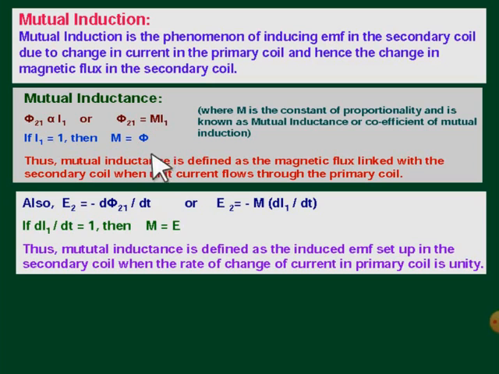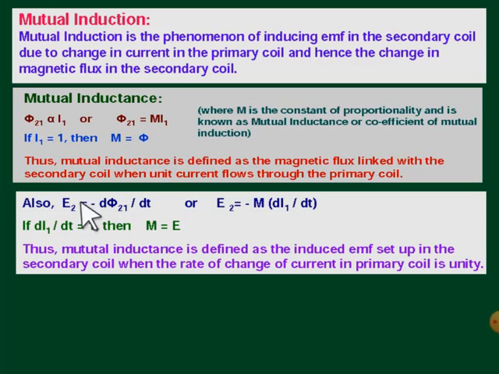Similar to that of self-induction, you can also define mutual inductance. If I is equal to 1, then M will be equal to phi 21. So your mutual inductance is defined as the magnetic flux linked with the secondary coil when unit current flows through the primary coil. Got it? This current is flowing through the primary coil and the magnetic flux is felt in the secondary coil. So your coefficient of mutual induction or mutual inductance may be defined as the magnetic flux linked with the secondary coil when a unit current flows through the primary coil.